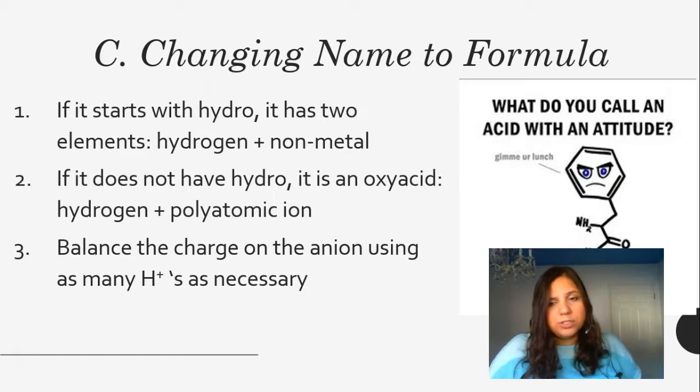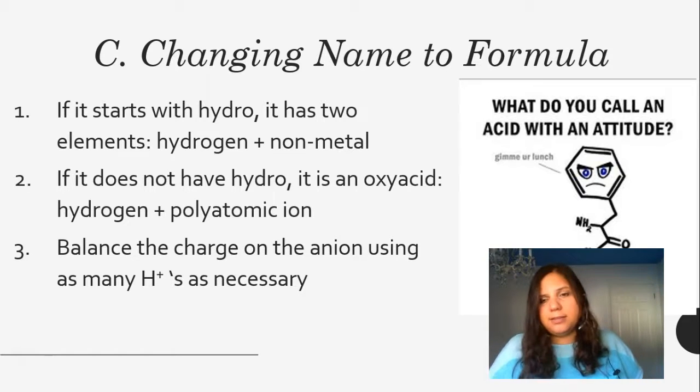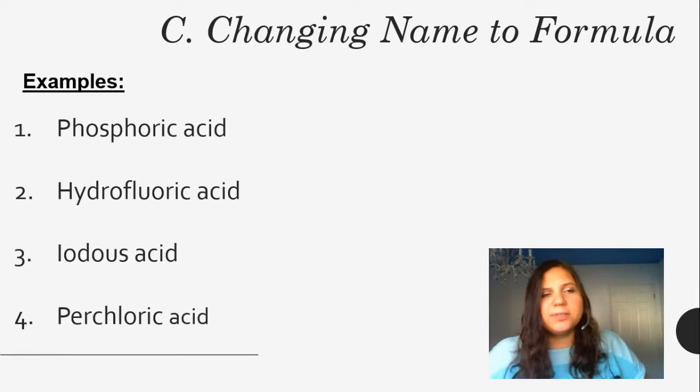And what you're going to do to figure out the formula is balance out the anion. And that is by adding as many hydrogens, or H pluses, as you need to cancel out the charge on the anion. Okay, let's try some examples.